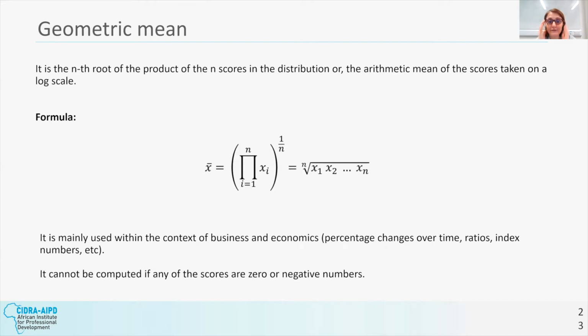In the formula of the geometric mean, we have a new symbol that we hadn't seen in the arithmetic or weighted mean. This symbol is basically identical to the summation, but instead of summing the values, it multiplies them from 1 to n. In this case, we are elevating the multiplication of all the scores in our sample to the power of 1 over n. The power of 1 over n can be written as the nth root of the product of all the observations in our sample.